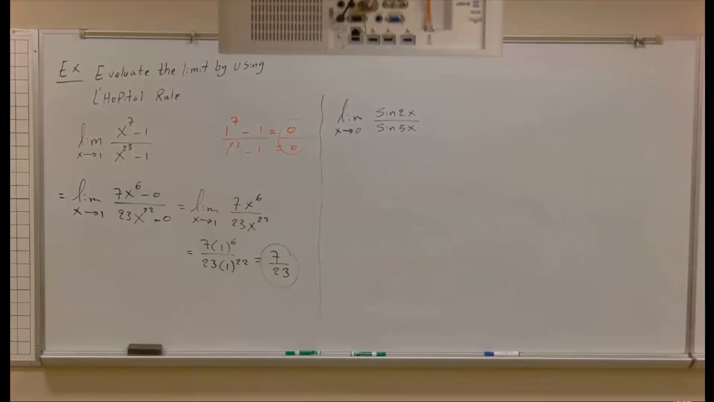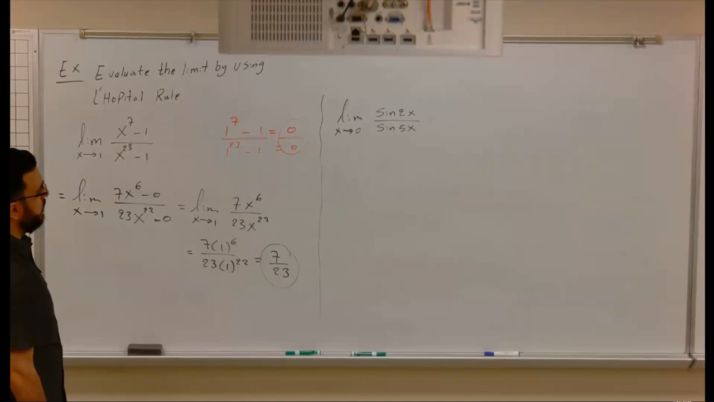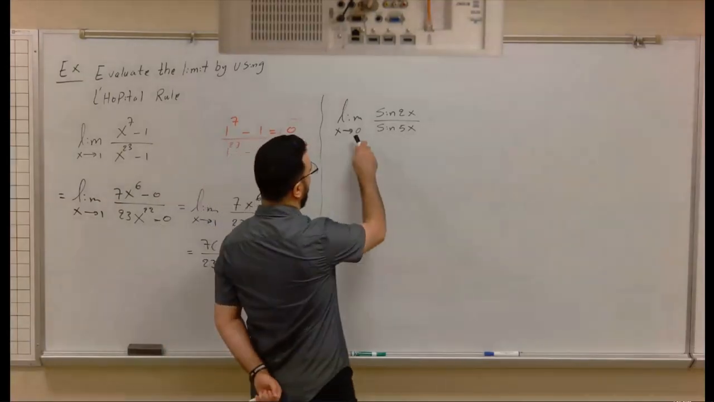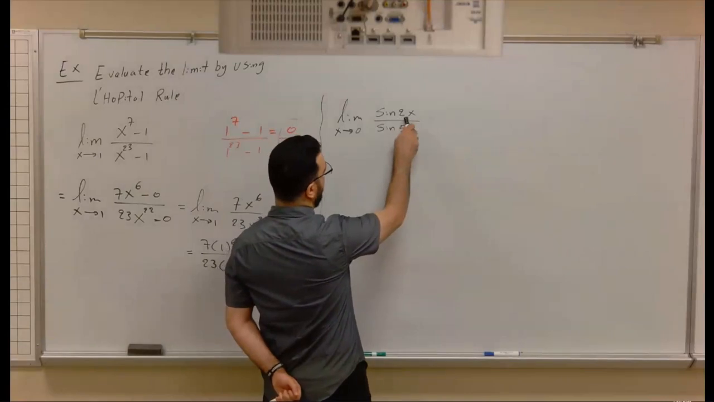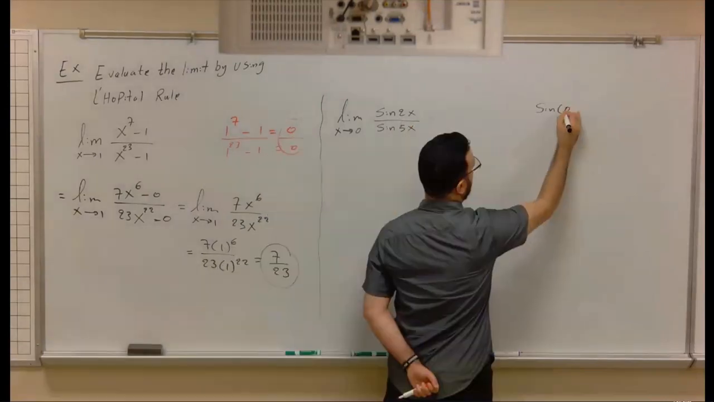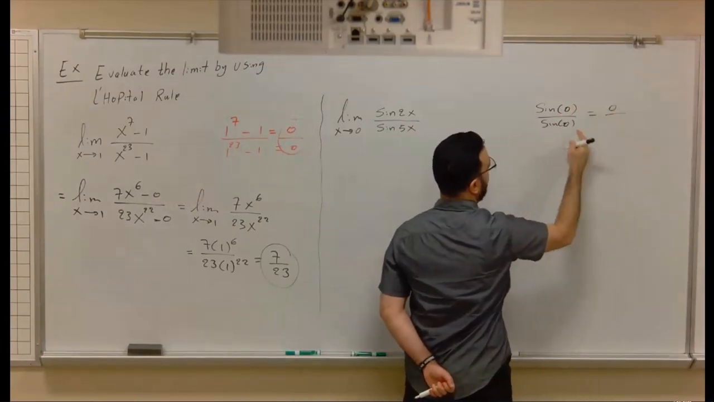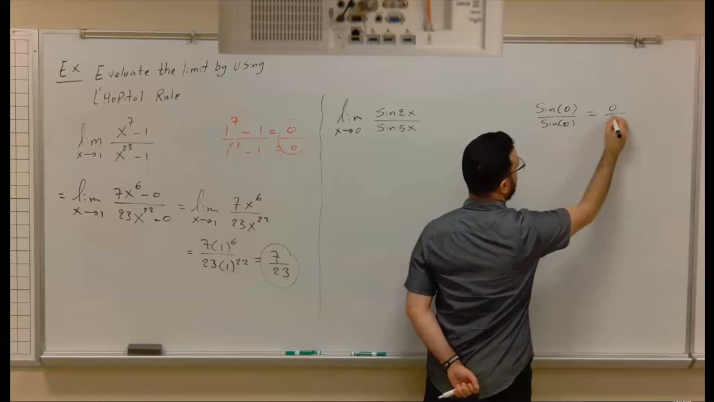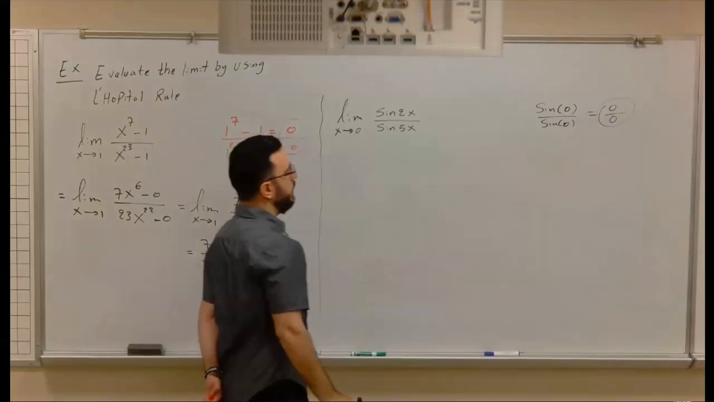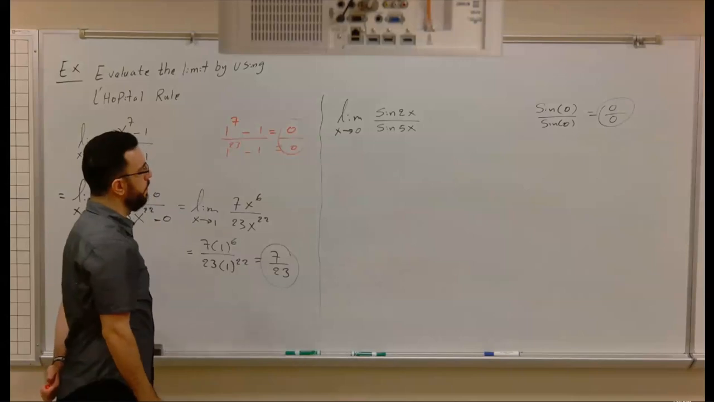The same thing for the next example. The limit when x approaches 0 of sine 2x over sine 5x. Again, we need to check: if you plug in 0 here, it's going to be sine 0 over sine 0. Sine 0 is going to be 0, and sine 0 also 0. 0 over 0 is an indeterminate form. That's why I'm going to use the L'Hopital rule.